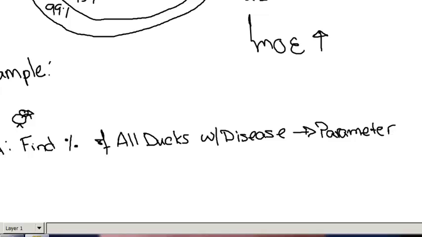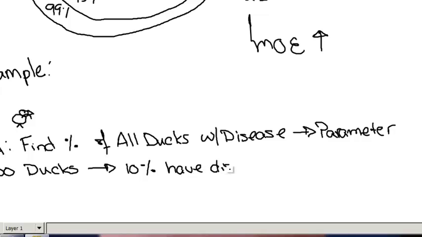So since he can't kill all of his ducks, he takes a sample of 100 ducks. And out of those 100 ducks, he finds that 10% have the disease. Now this 10%, that's the statistic. And we're going to use this statistic to estimate the parameter.